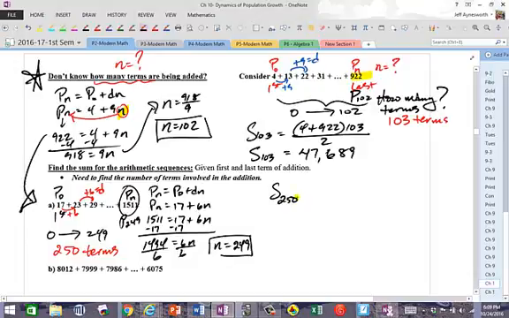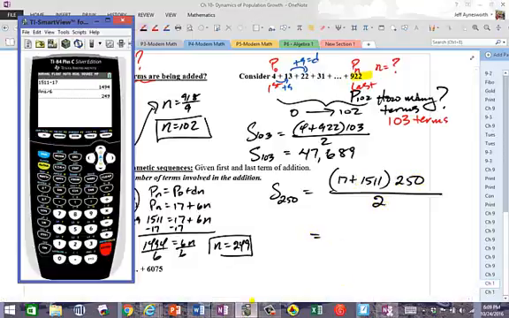We take first plus last, which is 17 plus, excuse me, not 249, 1511, times how many terms there are, 250 divided by 2. So let's clear this out. We have 17 plus 1511. I didn't use parentheses, so I have to hit the equal button here. Then multiply it by 250 and divide it by 2.